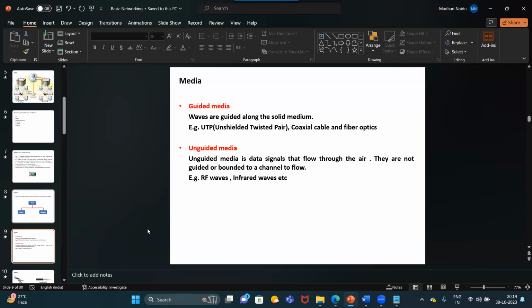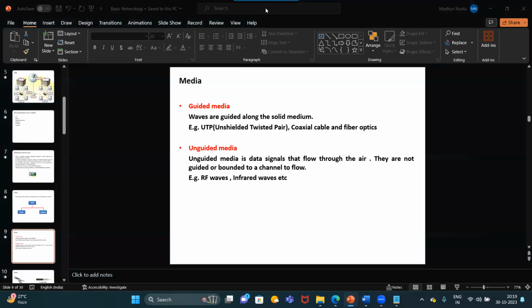At present, coaxial cables are outdated. Twisted pair cable and fiber optic cables are available. An example of unguided media is wireless connectivity. When you are using a wireless connection, it transfers the data from source to destination, but it will not maintain any specific direction. Through radio frequency waves, from where the signals are coming, only through that way it will transfer the data. It will not maintain any specific directions. That is why wireless is an example of unguided media.